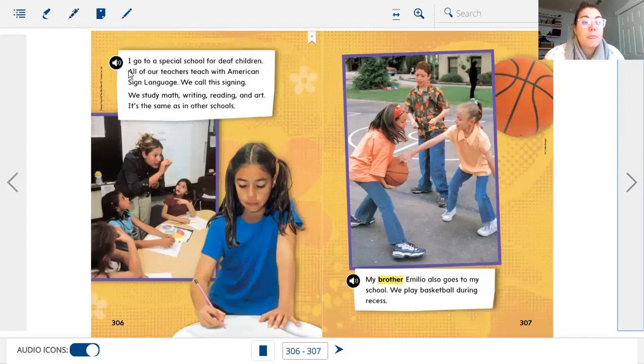All right, reading together. I go to a special school for deaf children. All of my teachers teach in American Sign Language. We call this signing. We study math, writing, reading, and art. It's the same as in other schools. My brother, Emilio, also goes to my school. We play basketball during recess.